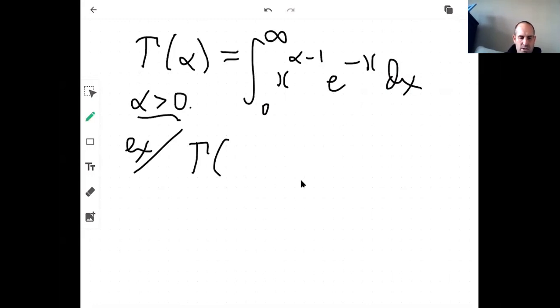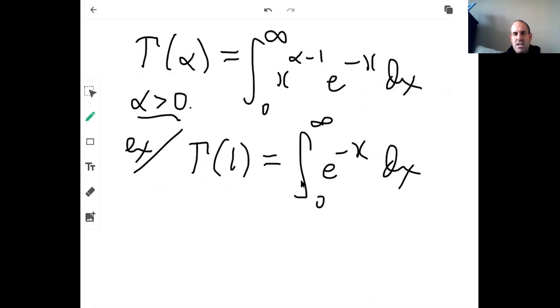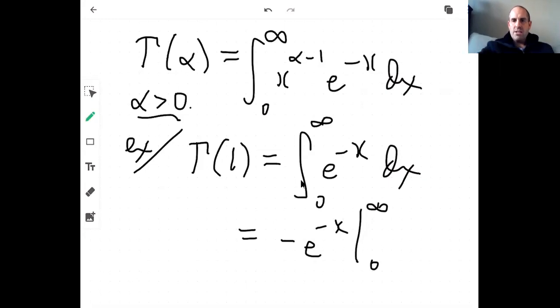What about gamma of 1? That's a pretty easy one to deal with. Gamma of 1 is going to kill the power in that x, and that's going to be the integral from 0 to infinity of e to the minus x dx. What is the antiderivative of e to the minus x? Well, that's minus e to the minus x, evaluated between 0 and infinity. The infinity part goes to 0, since if x goes to infinity, e to the minus x goes to 0. And then I go minus negative, which is plus e to the 0, which ends up being 1. So gamma of 1 is 1.